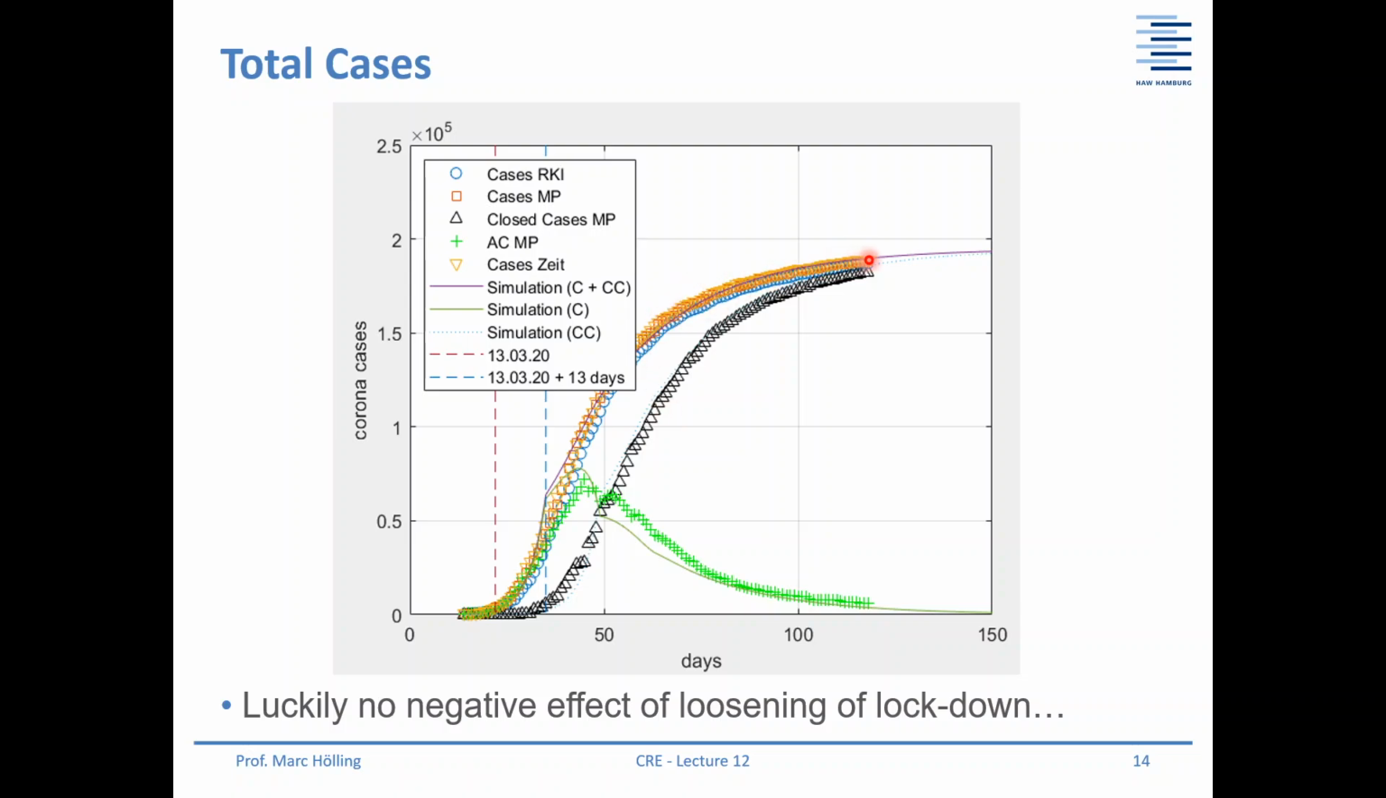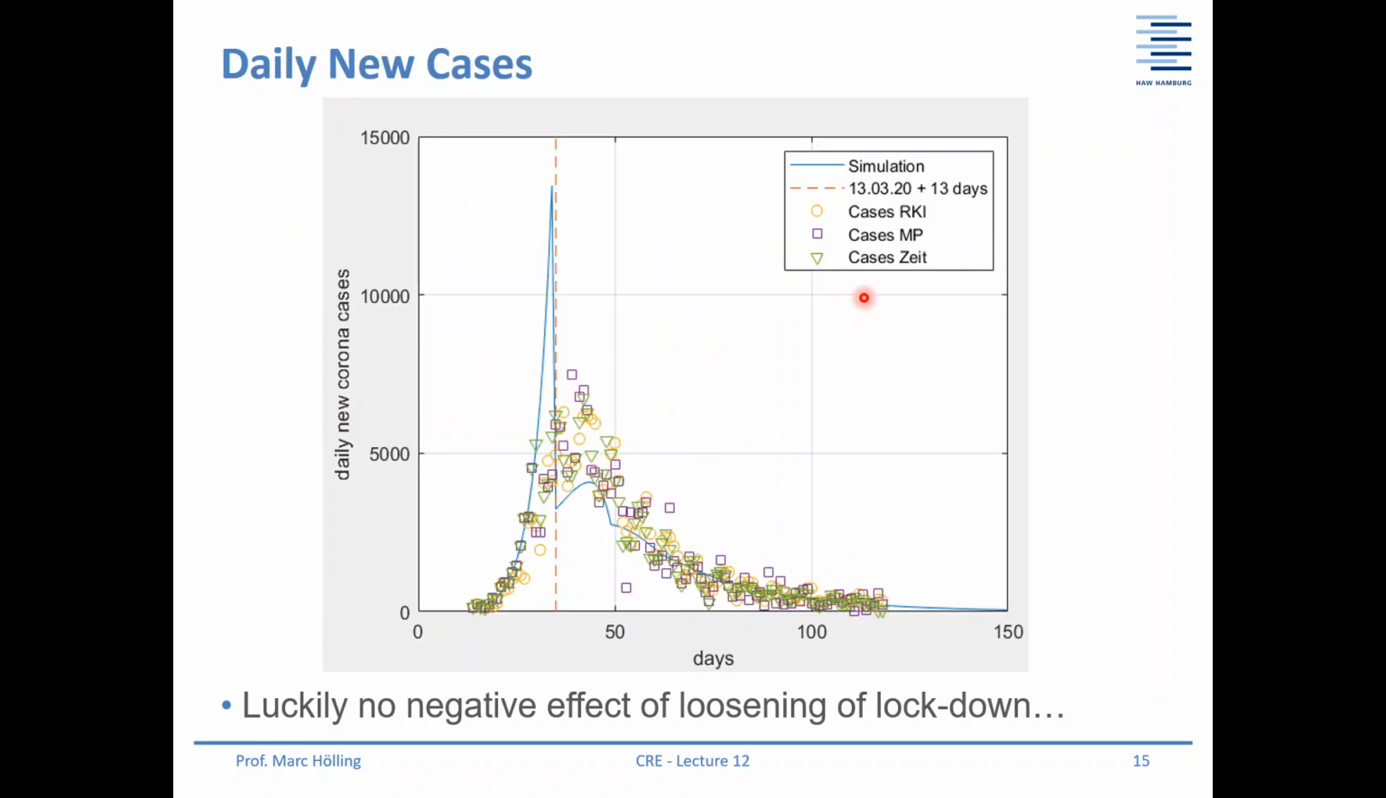So this is the total cases that we have so far. These are the closed cases, and here the green ones are the active cases. Right now there are less than 1,000 active cases. If you look at the daily new cases, I took it from different sources: the Robert Koch Institute, the Morgenpost, and the German journal Zeit. At the beginning you had the exponential growth, and then I just modeled a change of the rate constant once, and with this the agreement is rather good, I would say.